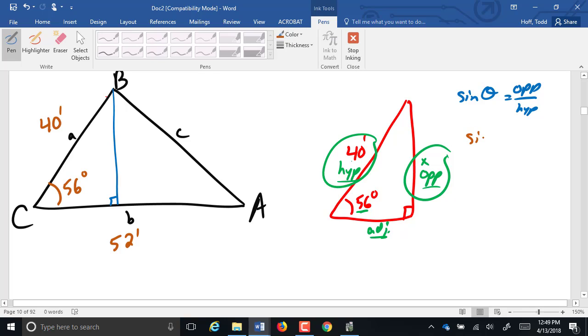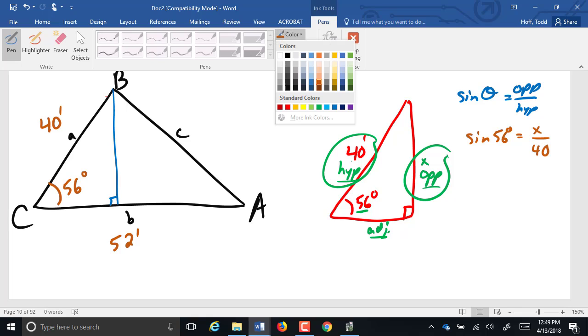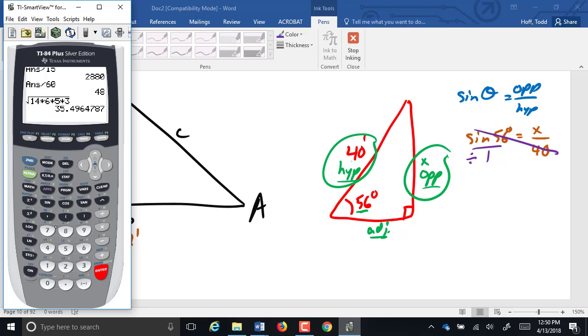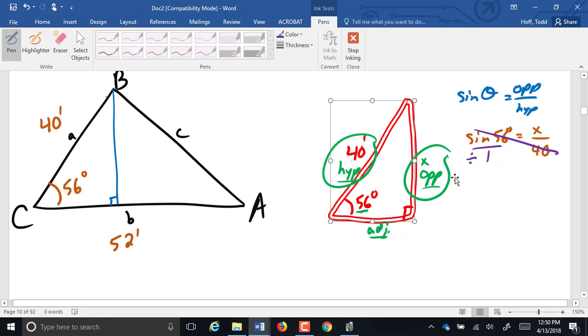Do we know the angle? 56 degrees. Do we know the opposite side? No, that's what we're trying to find. Do we know the hypotenuse? That's the 40 feet. So since we are looking for a missing side, we make it into a proportion. So we put our trig function over 1, and we cross multiply and divide. So this is going to be the sine of 56. Make sure you close your parentheses. And 40. 33.16.